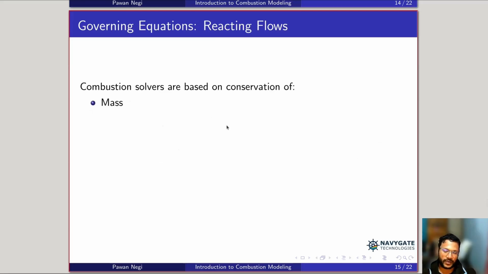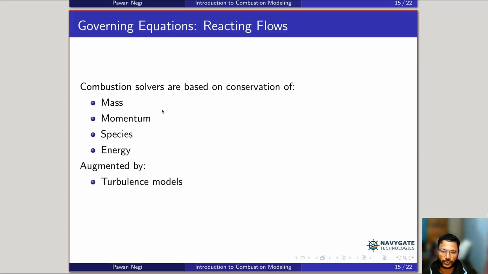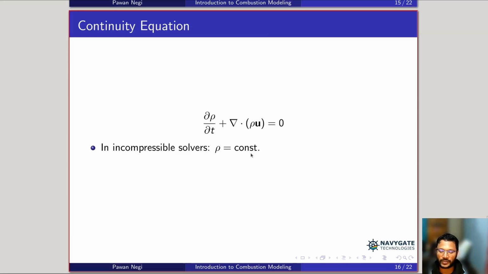An overview of how a combustion solver works is as follows. You have to solve for mass conservation, then momentum conservation, and then the species transport and energy conservation. I'll also explain where the chemistry source terms are introduced. These are augmented by turbulence modeling. Turbulence modeling is augmented here in the momentum equation, and the chemical reaction models are augmented in the species and energy transport.